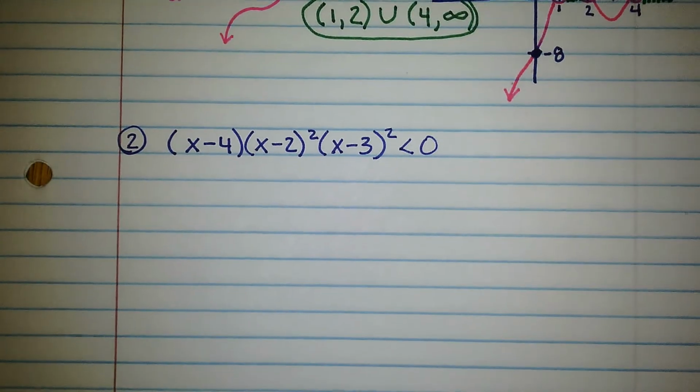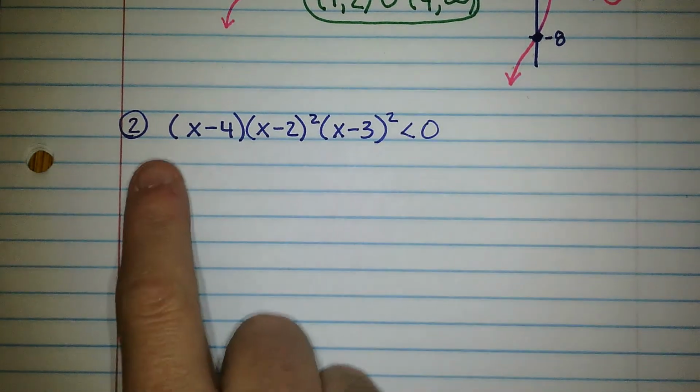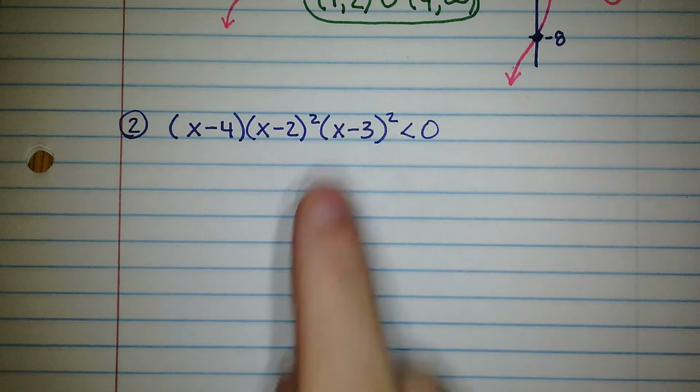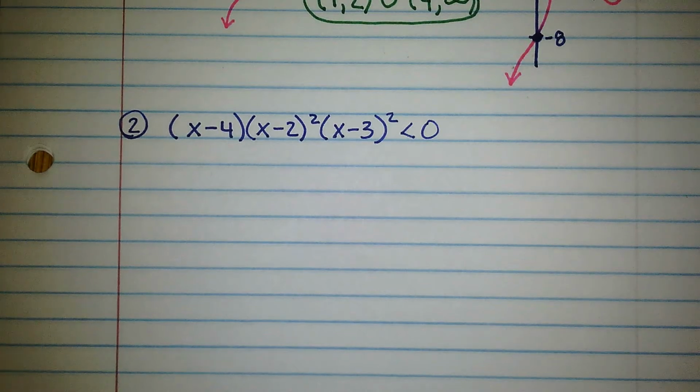So here's the second example I wanted to do with you. And this one is also factored. Notice it's got a couple multiplicities of 2. So that means that there's going to be some bounces in our sketch. But again, this is about us making sure that we understand that when things get factored, how to sketch them correctly so that we can indicate the solution to the inequality in interval notation.